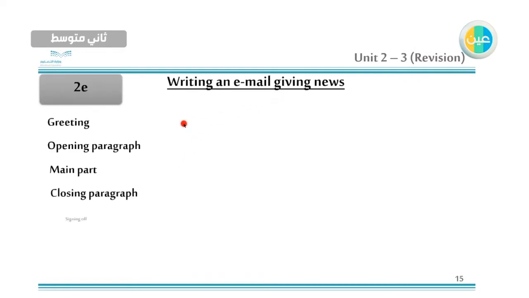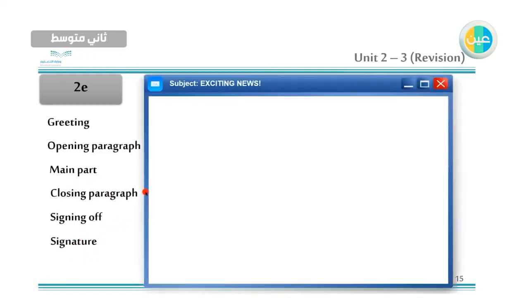So an email giving news has to include this: the greeting, opening paragraph, the main part, closing paragraph, signing off, and the signature. So here's what it looks like. Here's a window of an email, and the subject is exciting news. Okay, so we will see what the greeting in the email looks like. So, hi Saad, this is the greeting.